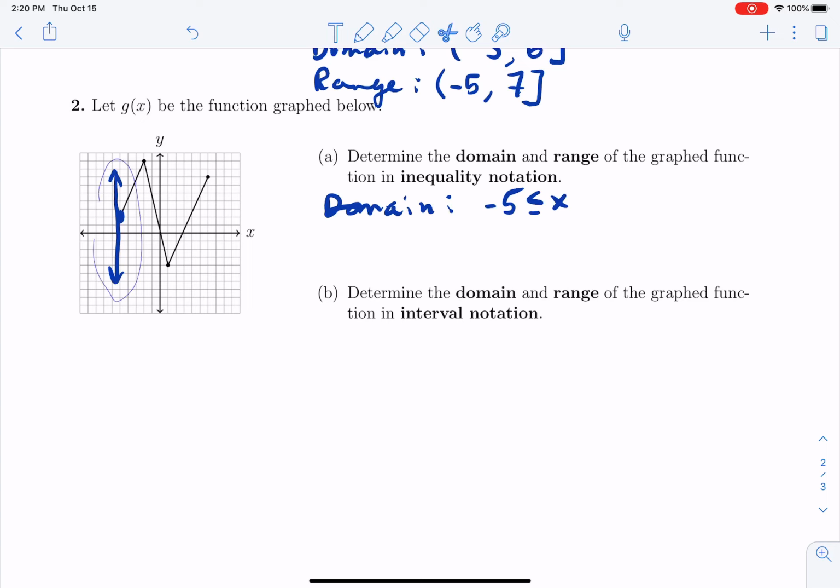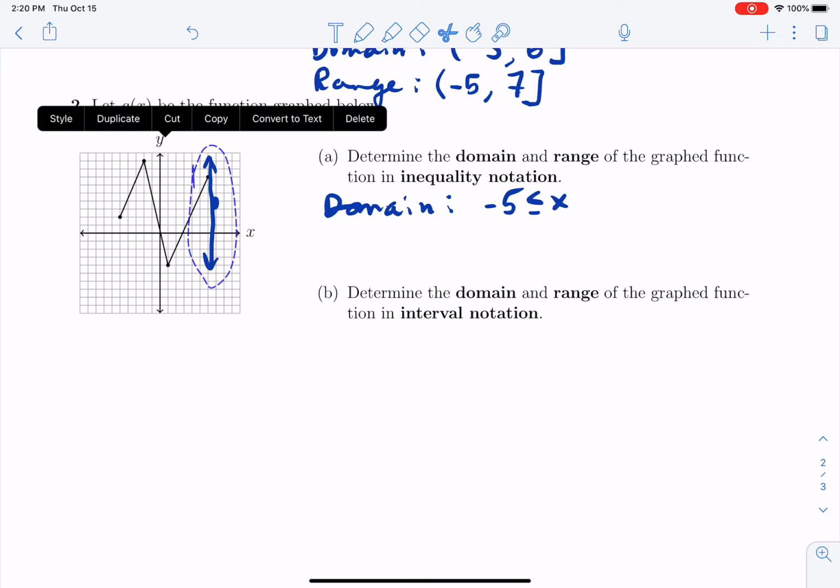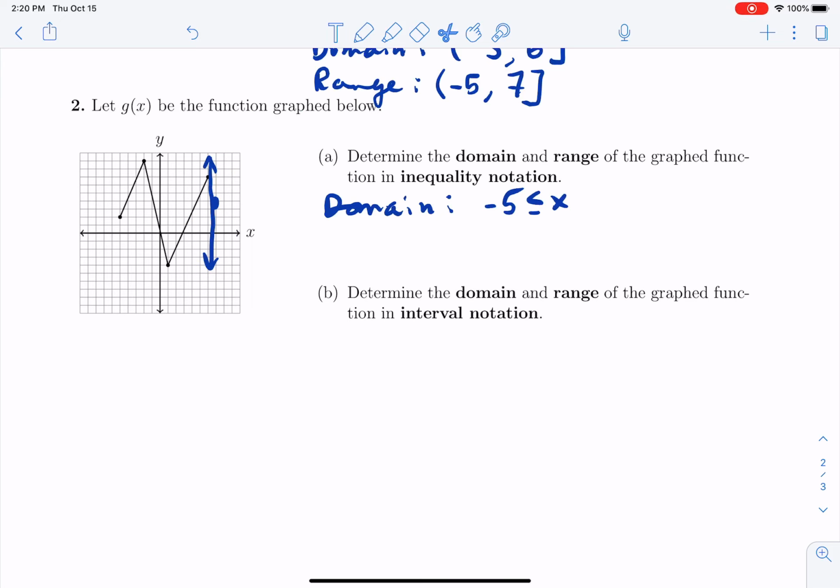For my highest x value, going along the function, I see it's here. So it's also included, because there's a filled in dot, so it is x is less than or equal to 7.